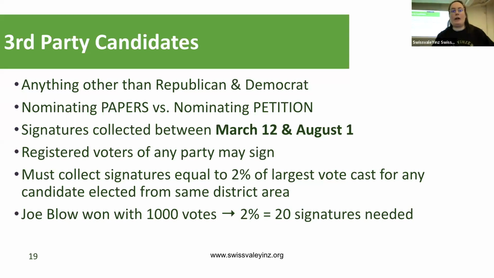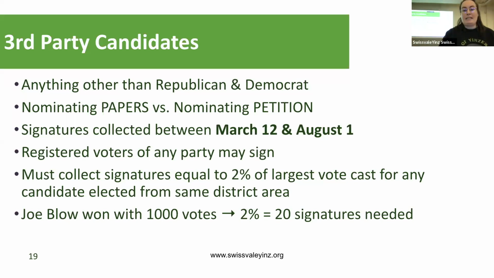So as far as what you're actually doing, we're talking about nomination papers for third-party candidates versus nomination petitions. Those are unfortunately almost the same words, but they are different forms. And the timeline for getting those signatures is different. You can't start getting nomination paper signatures until after the nomination petition deadline. So the next day is when that starts. And then you have until August 1st to collect your signatures.